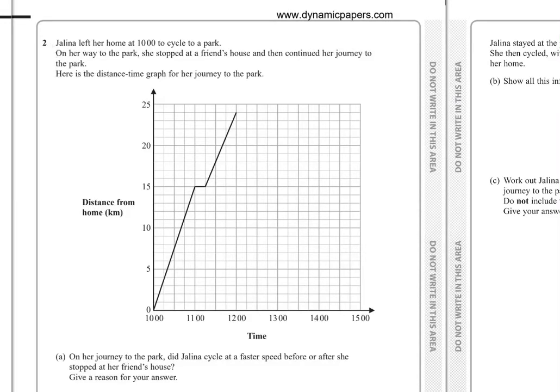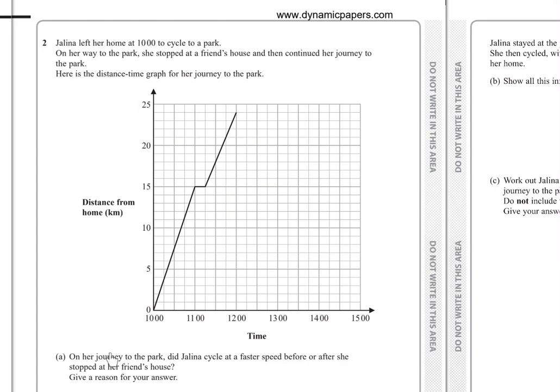Number 2. Jalila left her home at 10 to cycle to a park. On her way to the park, she stopped at a friend's house and then continued her journey to the park. Here's the distance time graph for her journey to the park.